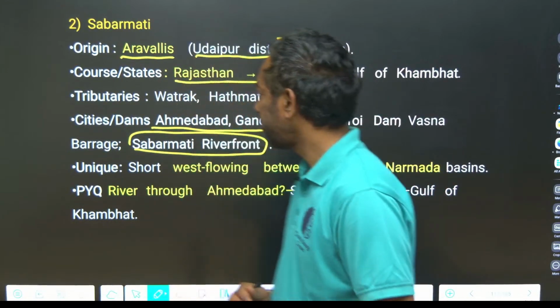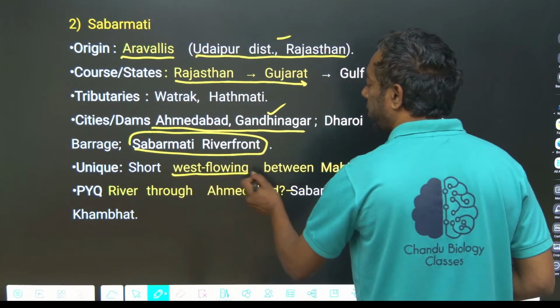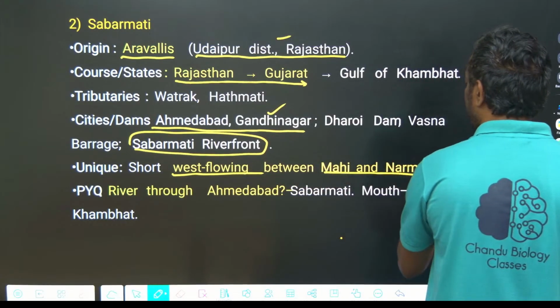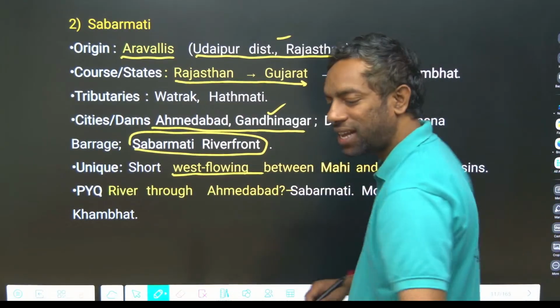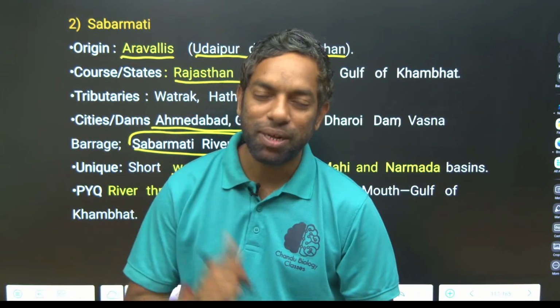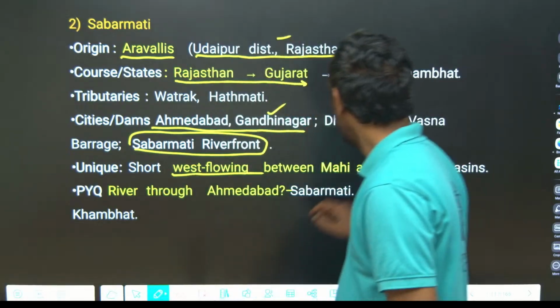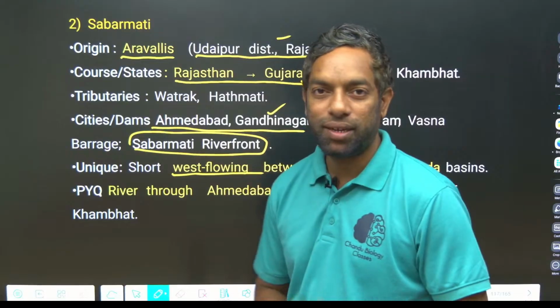Okay, yes. So unique, it is a west flowing river between Mahi and Narmada. This is important. Mahi and Narmada also are west flowing rivers. Luni, Sabarmati, Mahi, Narmada, Tapi, these are the west flowing rivers. Sabarmati river is between two large rivers, that is Narmada and Mahi. Narmada and Mahi, as compared with Sabarmati, are larger rivers, guys.